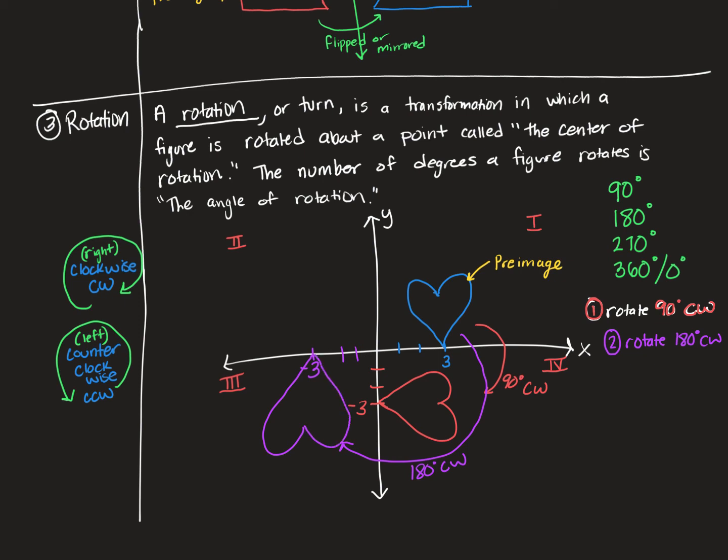And the heart is supposed to be the same shape and size, but I'm human. There's human error. My heart looks really small in blue, smaller in red, and it looks huge in purple, but it's supposed to be the same exact size.